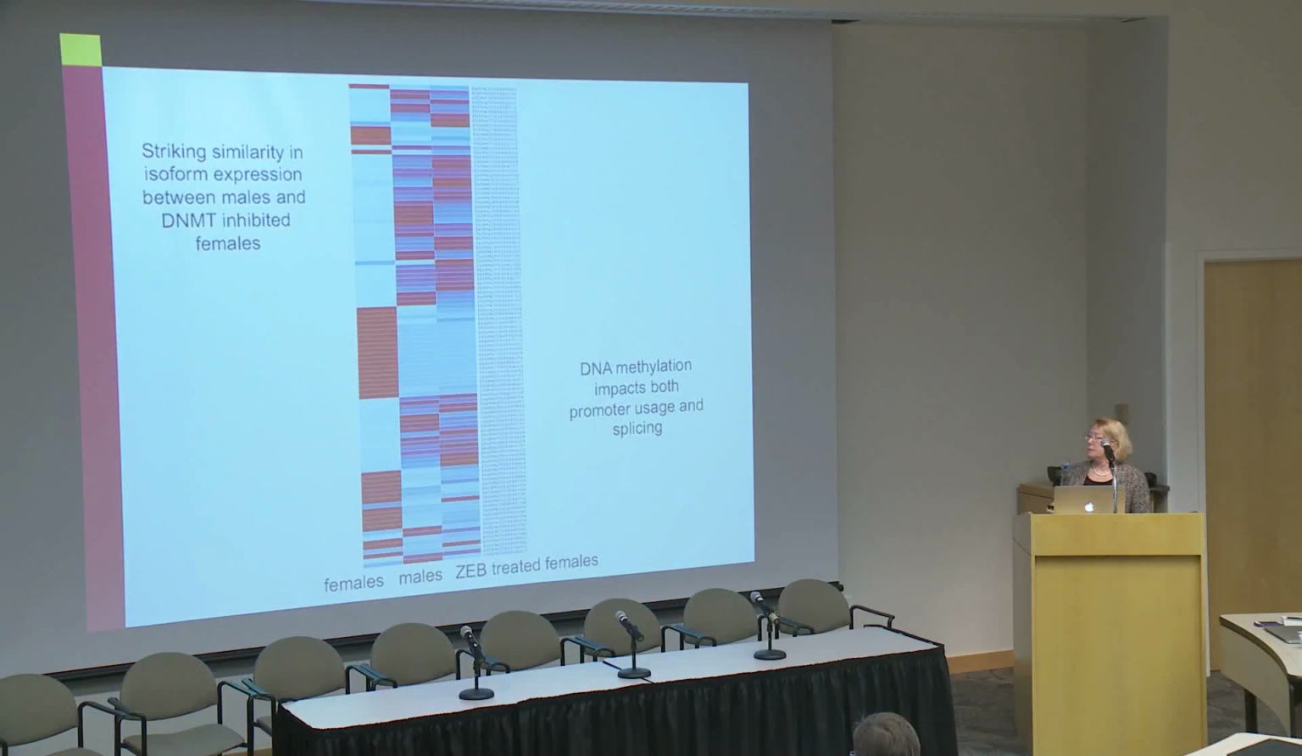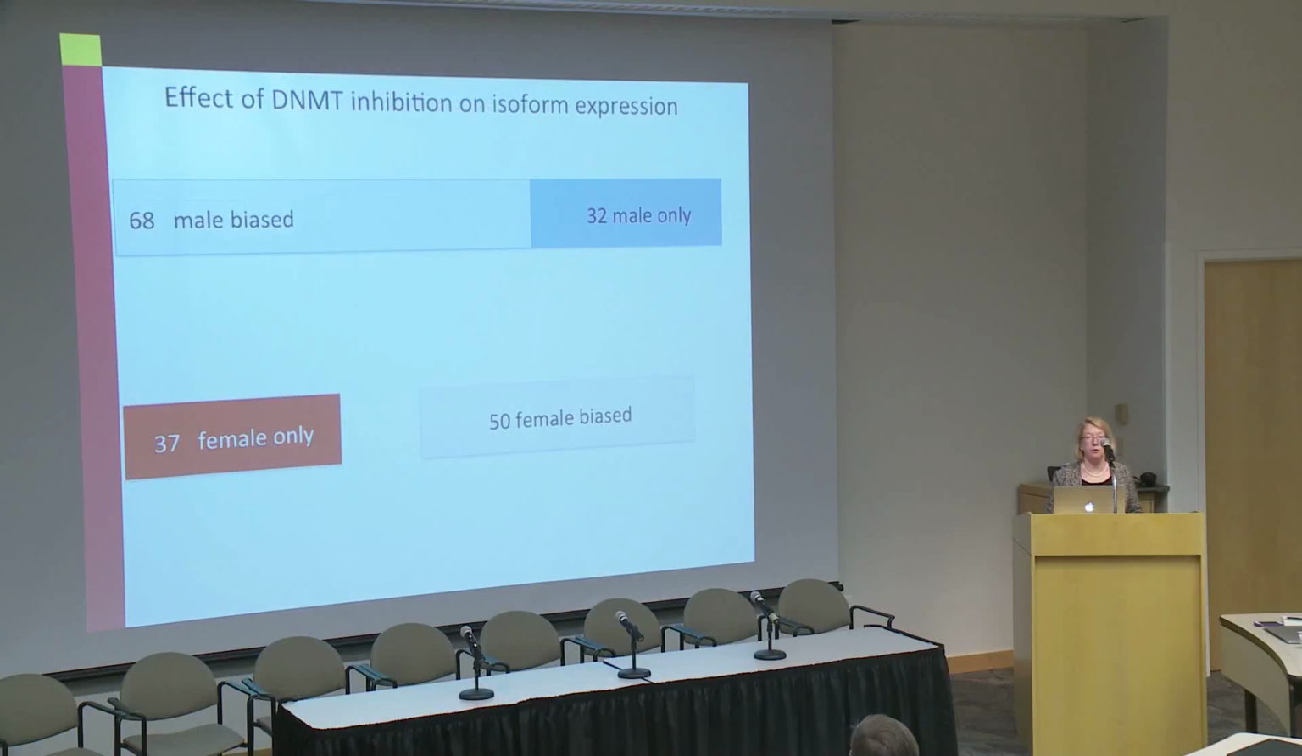Looking at this heat map here is really quite striking. These are the normal control females, these are the control males, and these are the Zebularen-treated females. So clearly this methylation is doing a lot to regulate the transcriptome in terms of promoter and isoform usage. Only about 25% of that difference is due to promoter usage.